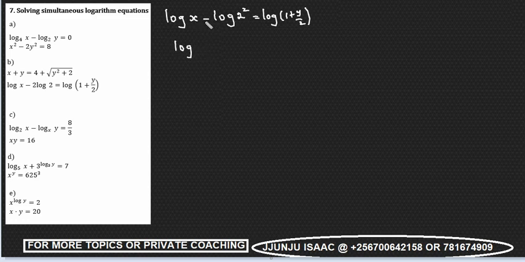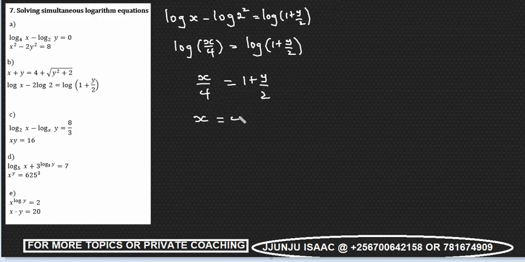Now this is a minus, so we shall divide. So it is going to be x over 4 equal to log of 1 plus y over 2. Now from here we can say that x over 4 is equal to 1 plus y over 2. So x will be multiplied by 4. We shall have 4 plus, now times 4 here, we get 2y. So x is equal to 4 plus 2y.